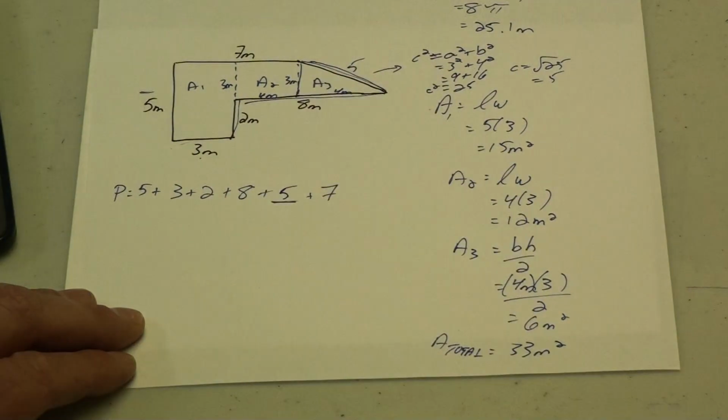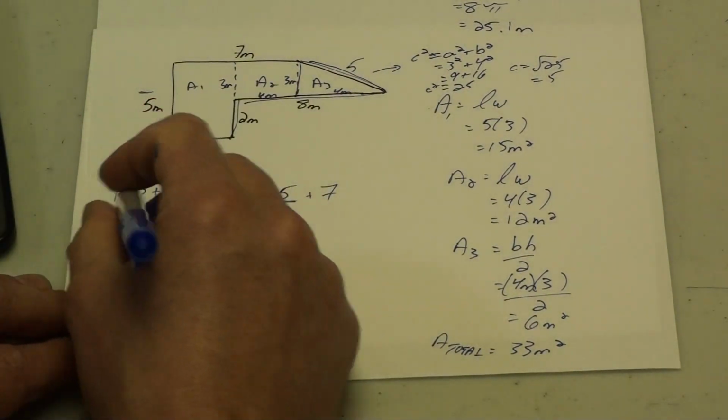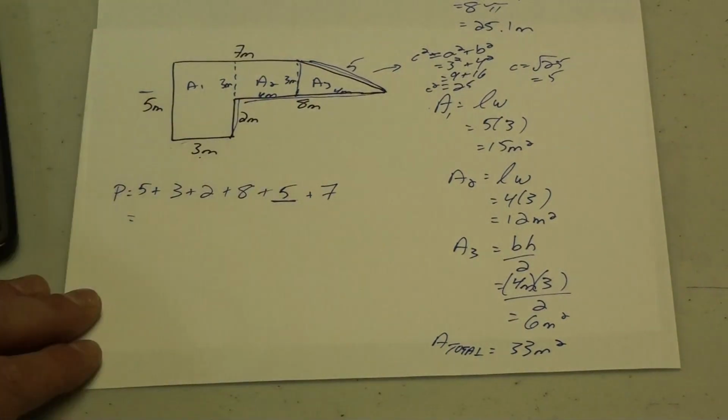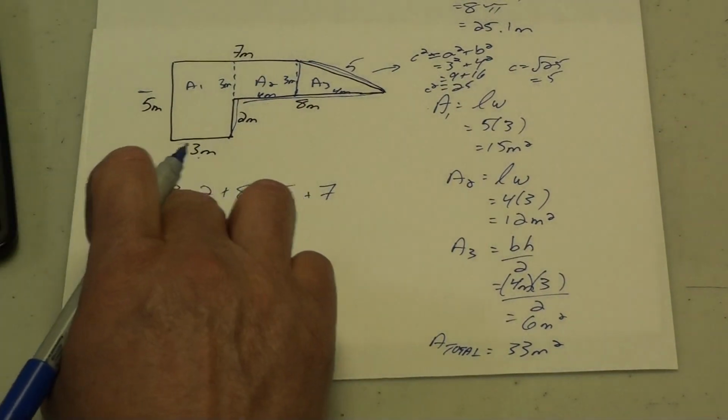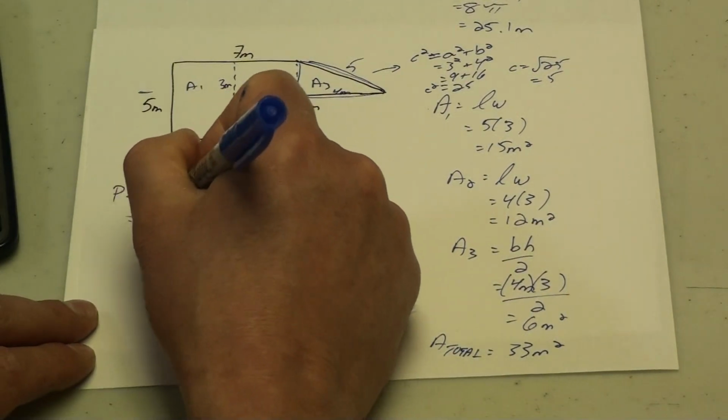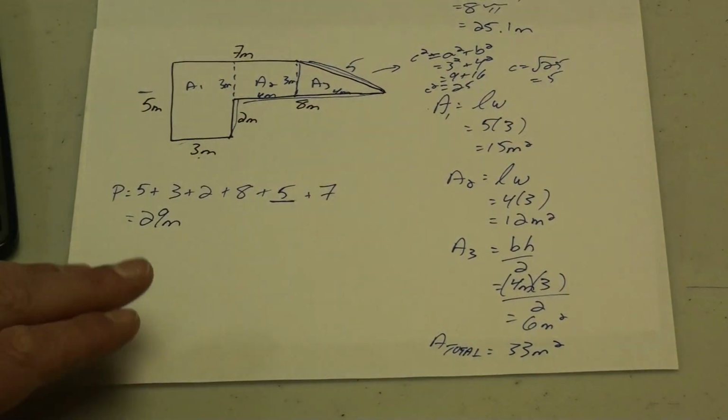So I can put that into my perimeter. Adding up all the way going all the way around that shape gives me my total perimeter. Okay, so I'd have 10, I'd have 22, I'd have 29 meters going all the way around.